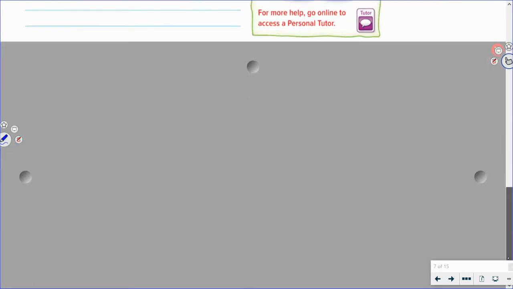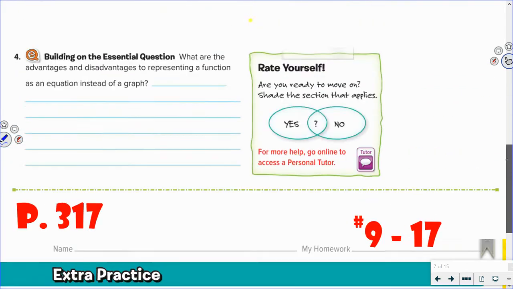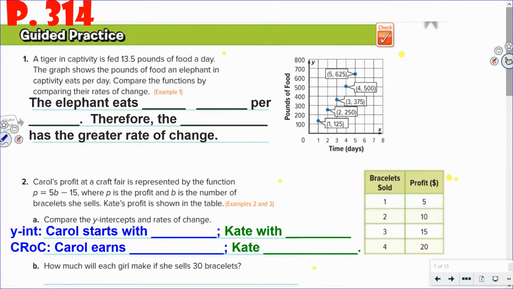Now, go ahead and flip your book open. Write this down for your homework. Open up to page 317. My homework numbers 9 through 17. Pause the video. Come on back when you're ready. And yes, ladies and gents, I understand number 9 is already completed for you, but it's there to help you if it helps. Speaking of help, I'm going to go back a couple pages to page 314 where it says guided practice. And let's go through a few problems.